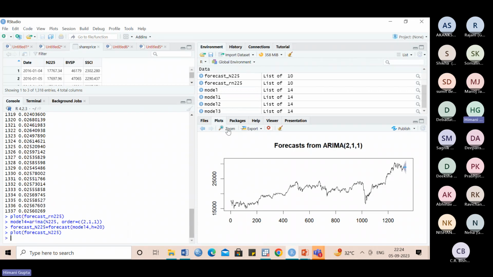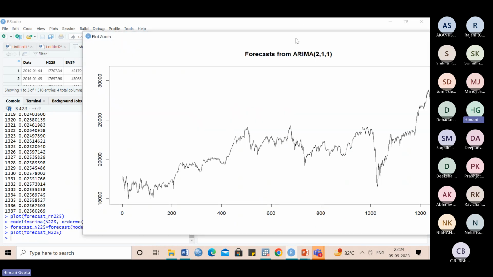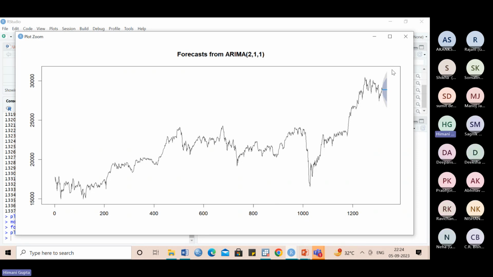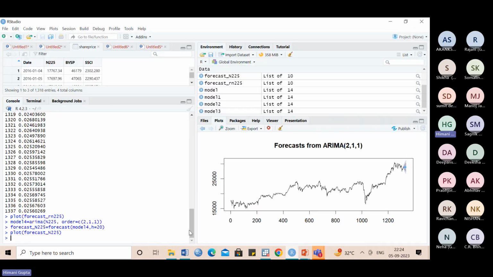Now see the forecast. I have done it on the price series now. Previously, I have done it on the return series. If you remember, this is my original price series, this is my original diagram for the price, and now it has forecasted it. This is how my price will change. This is my forecast.